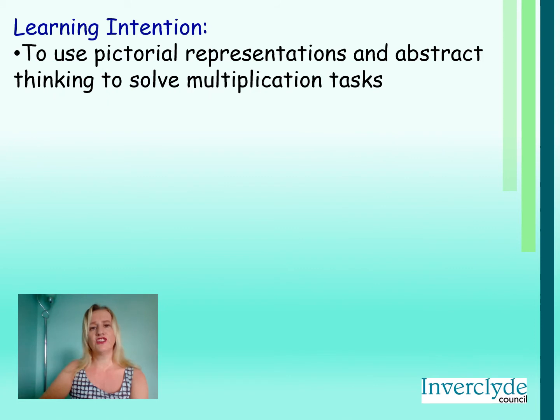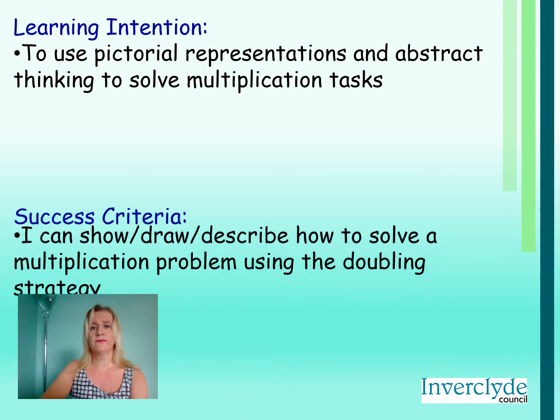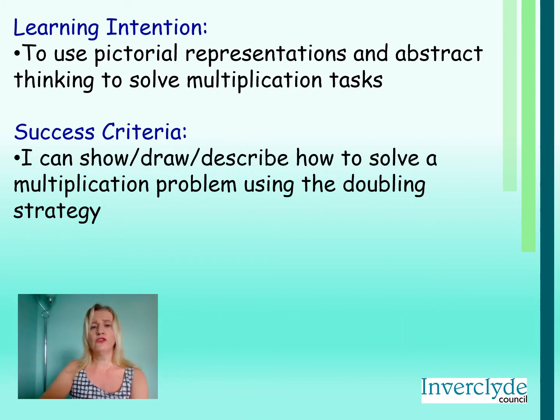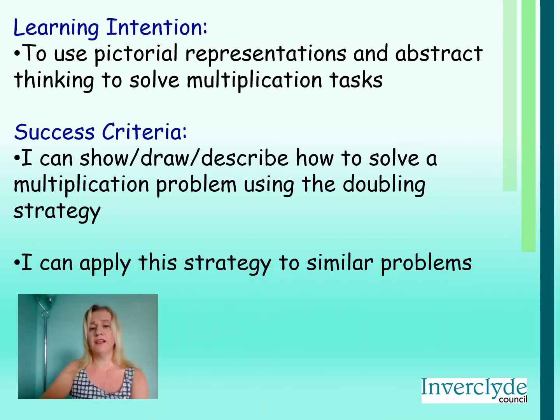Our learning intention is to use pictorial representations and abstract thinking to solve multiplication tasks. Remember, abstract thinking is just number sense. It's about knowing how numbers are made, and it can also be about thinking if an answer is reasonable or not. To be successful, you should be able to show, draw and describe how to solve a multiplication problem using the doubling strategy, and then to apply the strategy to similar problems.